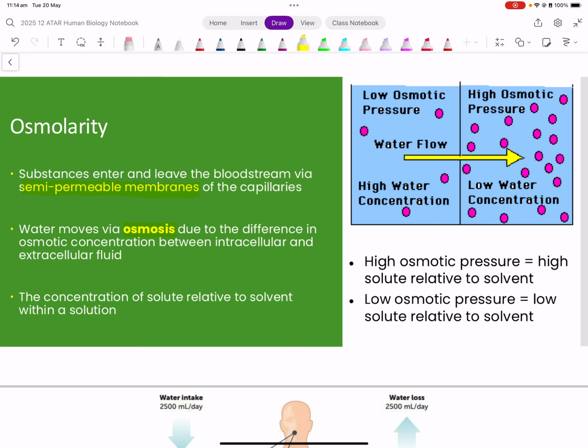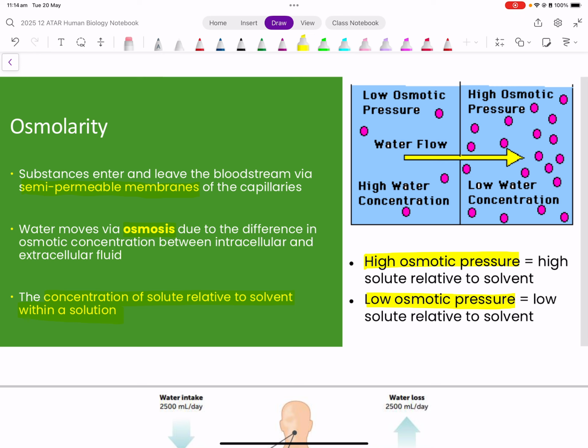So what osmolarity is, is the concentration of the solute relative to the solvent within a particular solution. So we can say that a solution has a high osmotic pressure when there is a really high amount of solute relative to that amount of solvent. And we can also say that something has a low osmotic pressure when there is a low amount of solute relative to solvent.